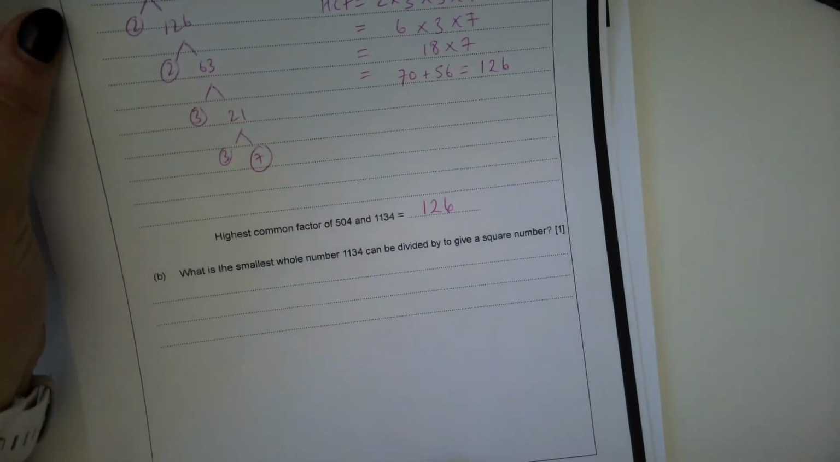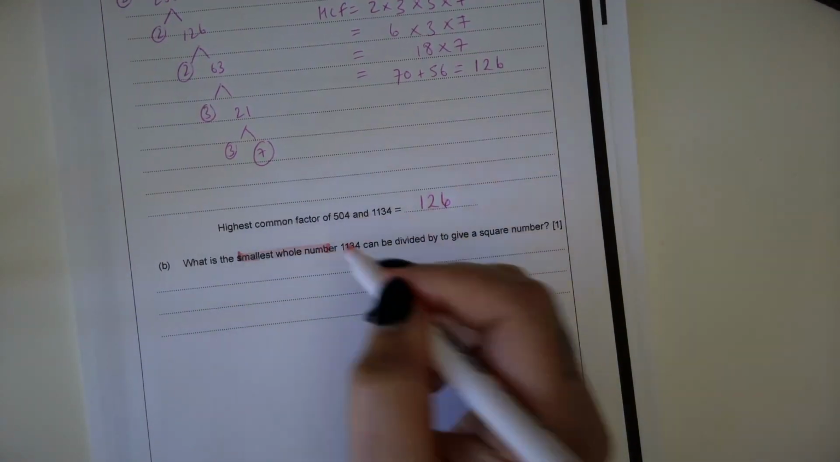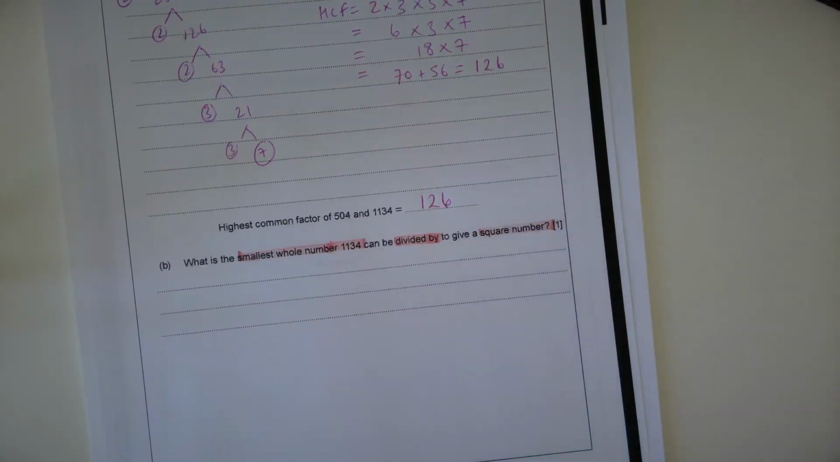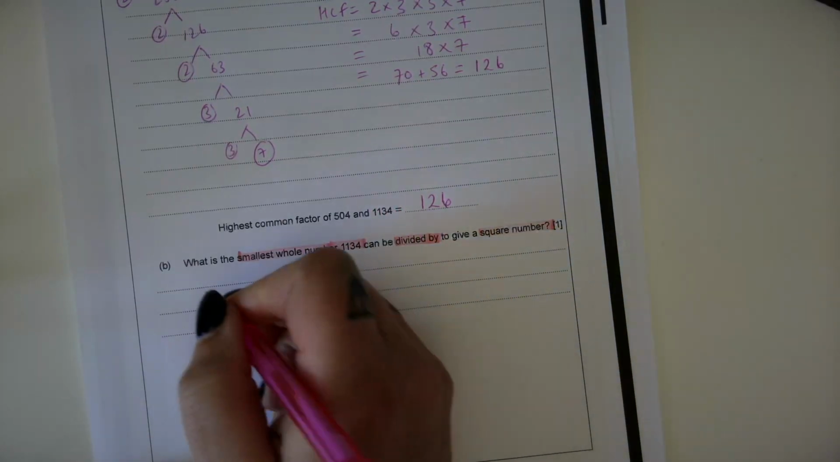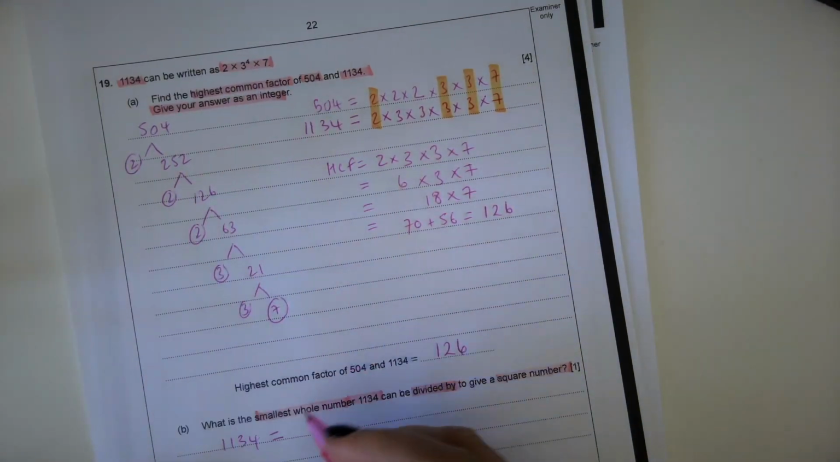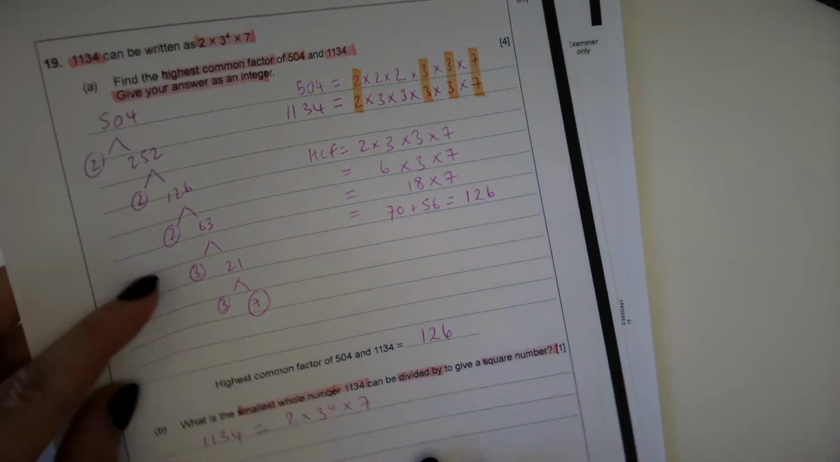Part B. What is the smallest whole number 1134 can be divided by to give a square number? So I'm going to write 1134 down here in its prime factor form from the beginning. So 2 multiplied by 3 to the power 4 multiplied by 7.